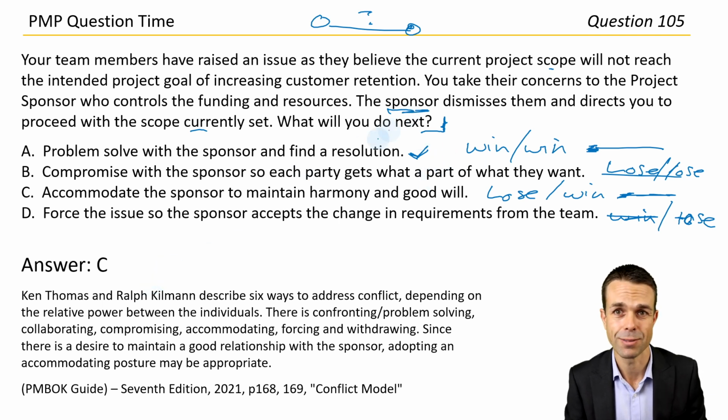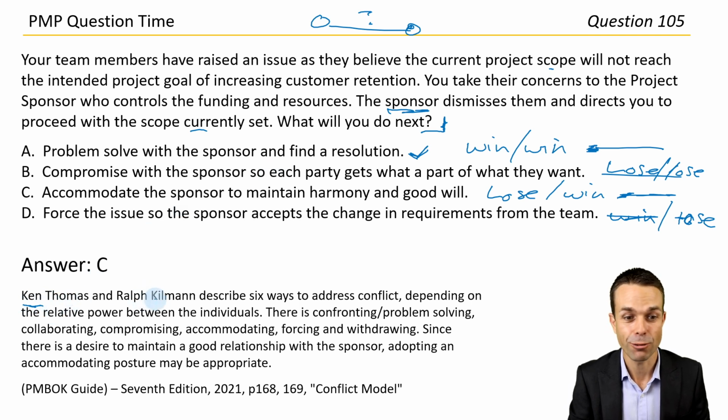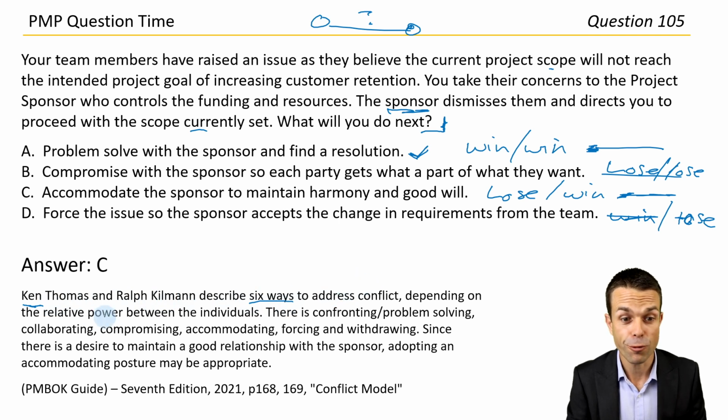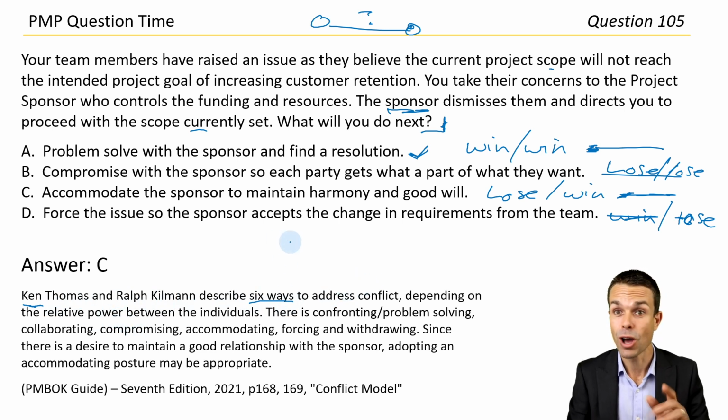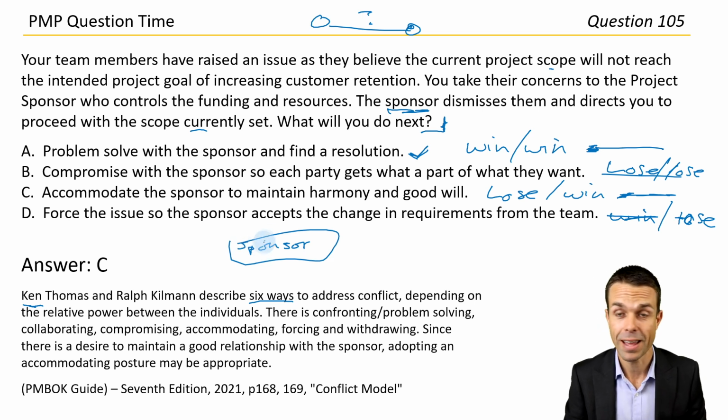Let's see what tips they give us in the answer here. So looks like another model, which is always good. We must be up to the model part of the PMBOK guide. So Kenneth Thomas and Ralph Kilmann describe six ways to address conflict depending on the relative power between the individuals. Now that makes sense. So now all of a sudden the sponsor has a lot of power. They have power over our career. And they're the customer, so we want them to be happy, obviously. They have all of the power, really. So there is confronting and problem solving, collaborating, compromising, accommodating, forcing and withdrawing.